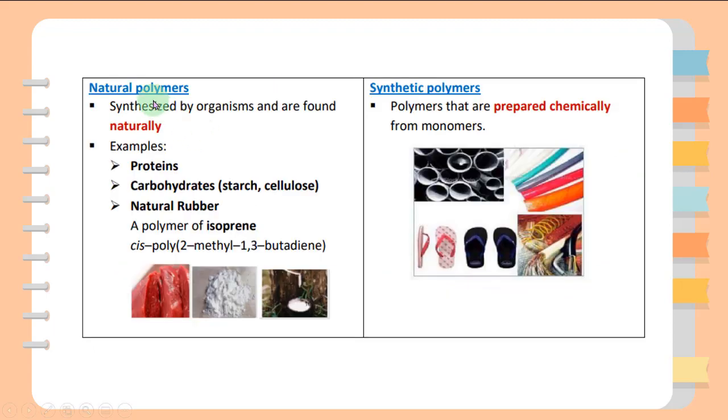Next, polymers are categorized into natural polymers and synthetic polymers. Natural polymers, we can find naturally. For example, proteins, meats, carbohydrates, starch and cellulose, and natural rubber. One natural rubber has the name isoprene, which is also called cis-poly 2-methyl-1,3-butadiene. Whereas synthetic polymers are usually prepared chemically from monomers.